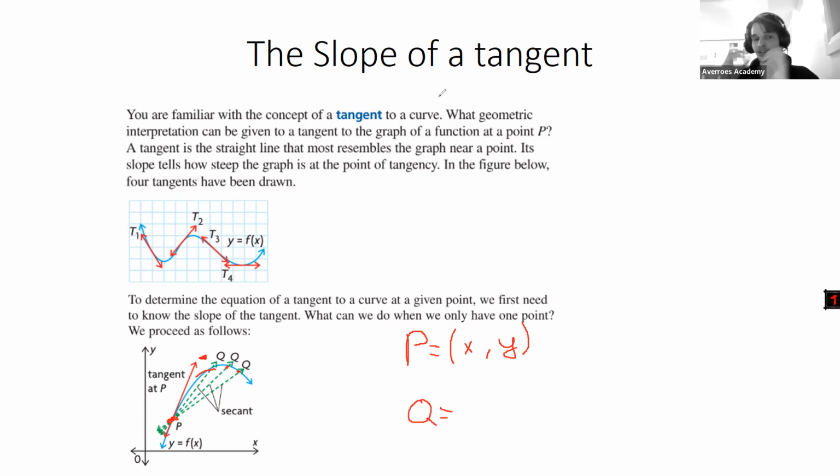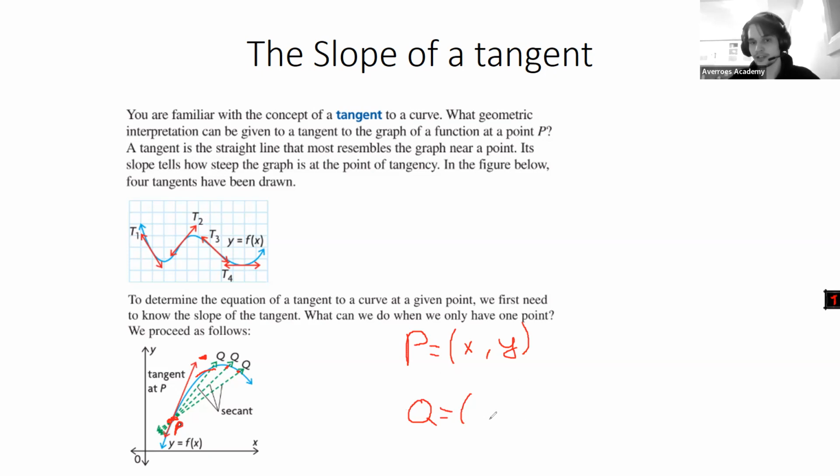We are restricted to the domain of a function. So we need to pick such a point Q that is on the curve and that is as close to P as possible. Because we already determined that the closer we get to this point P, the more accurate would be the value of the slope of a tangent line at a particular point.